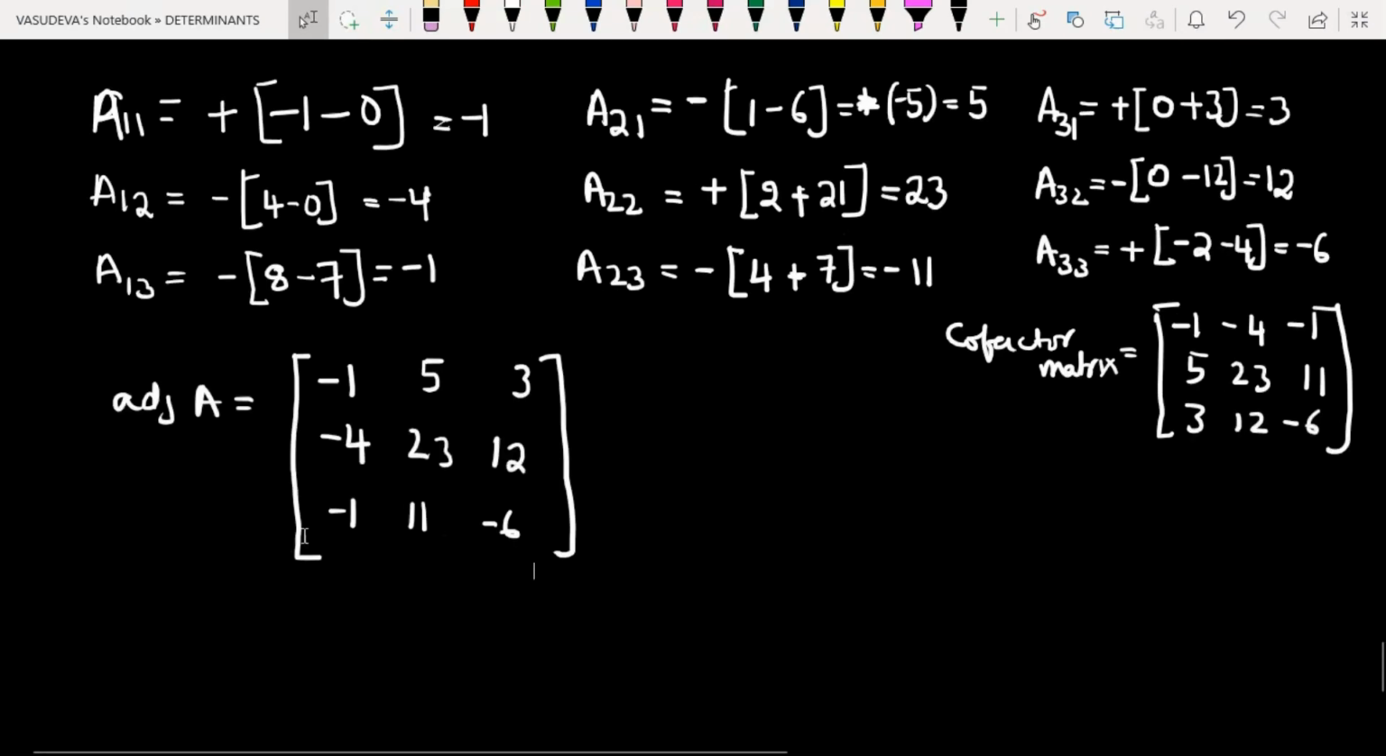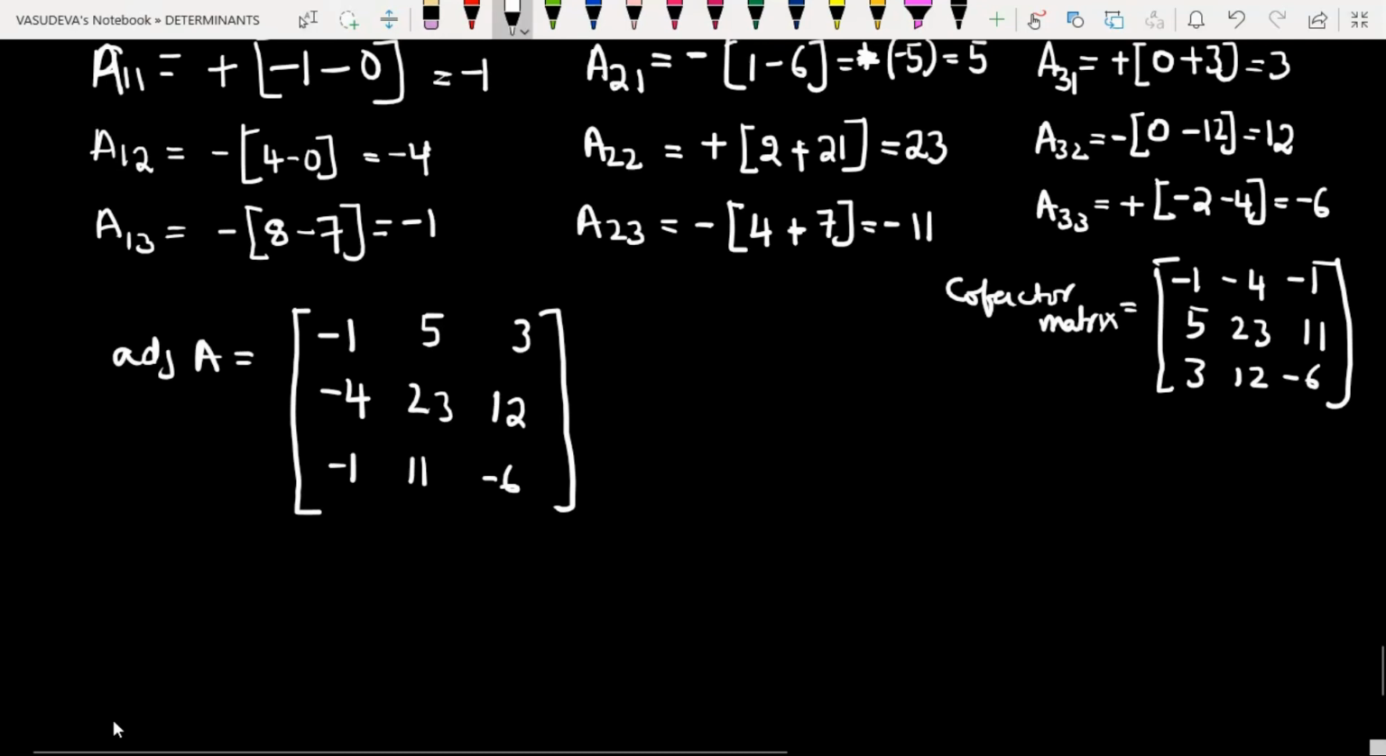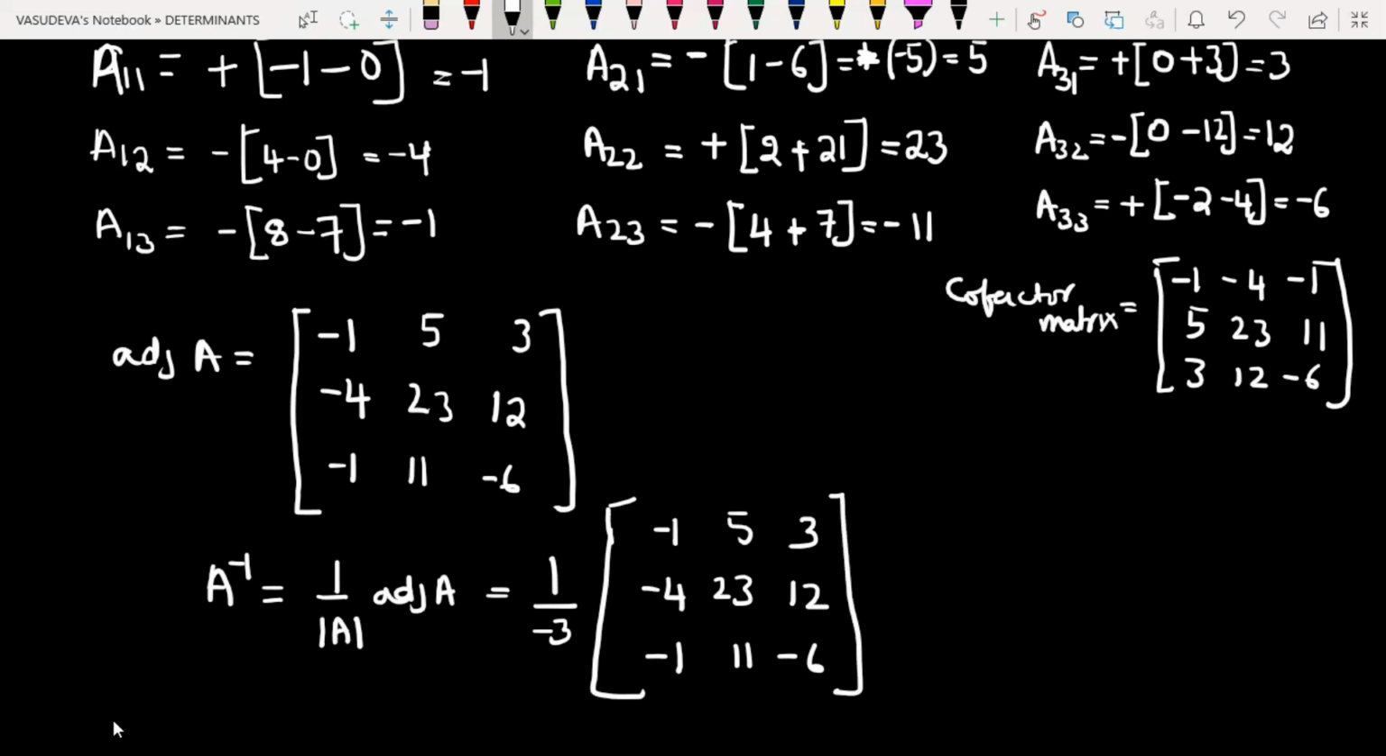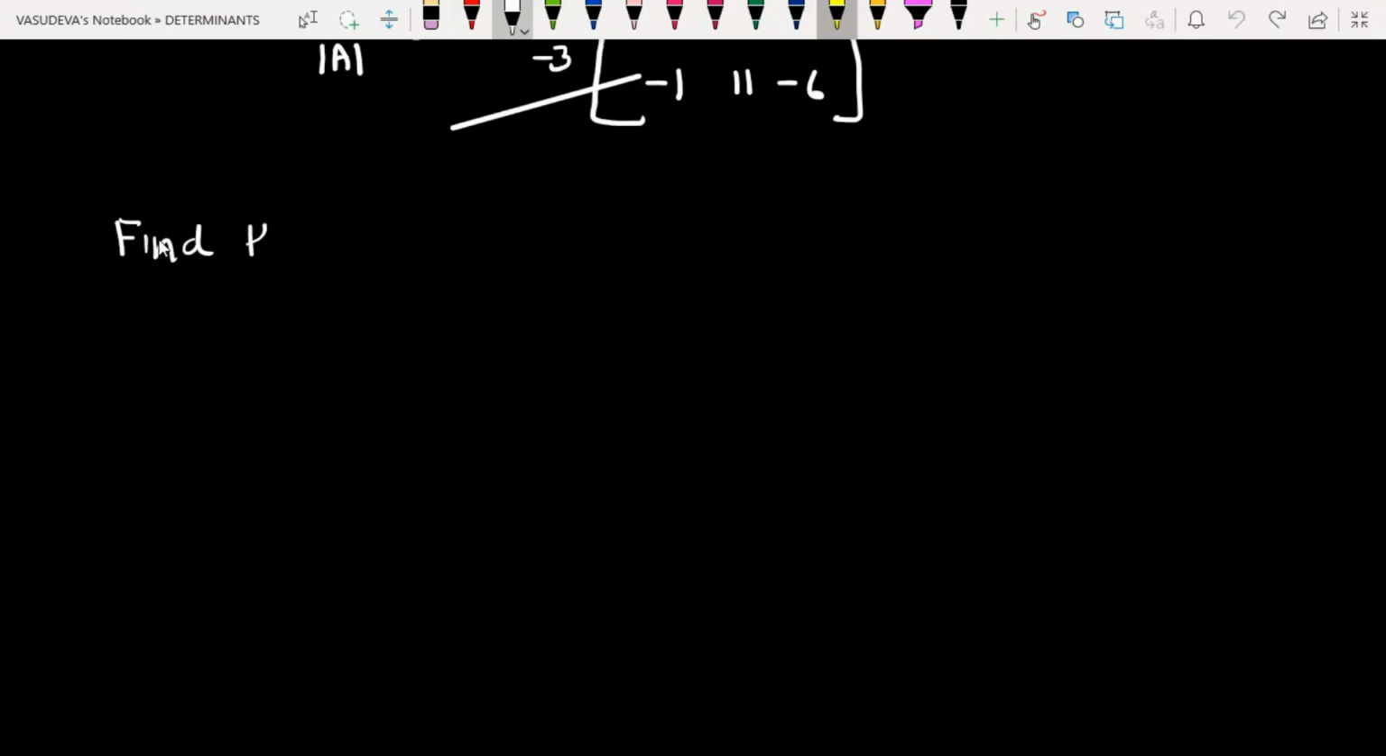Now we have the formula for A inverse. A inverse is equal to 1 by determinant of A into adjoint of A. So 1 by determinant of A, we have found, that is minus 3, into the adjoint of A, which is minus 1, 5, 3, minus 4, 23, 12, minus 1, 11, minus 6. So this is the inverse of the matrix. You can multiply the matrix by 1 by minus 3, or we can leave it as it is.